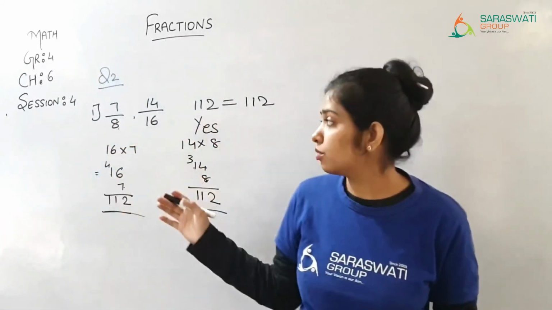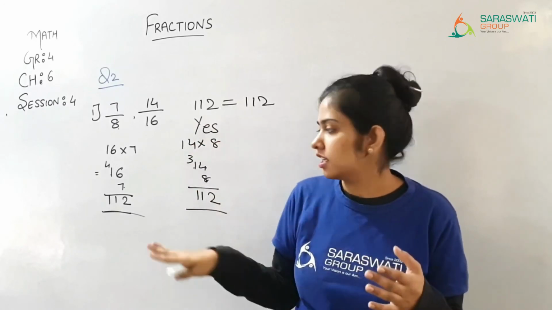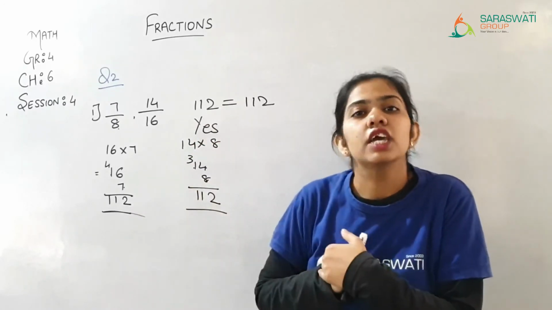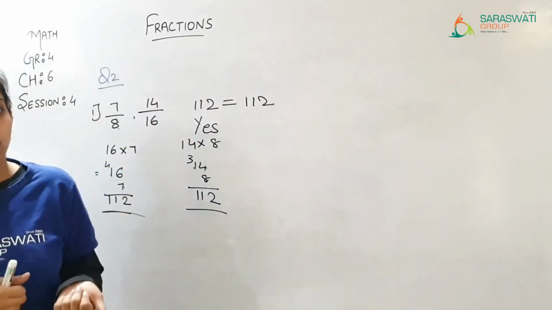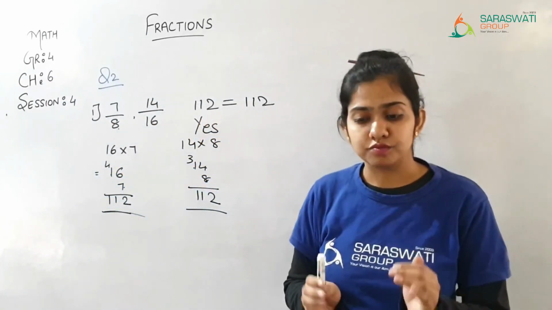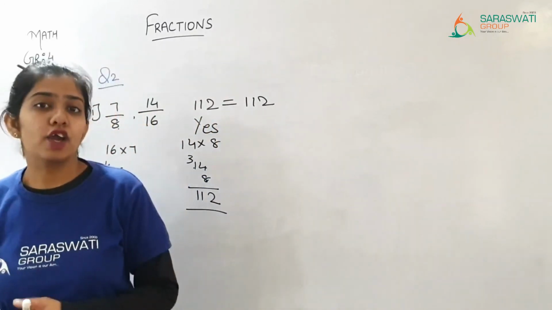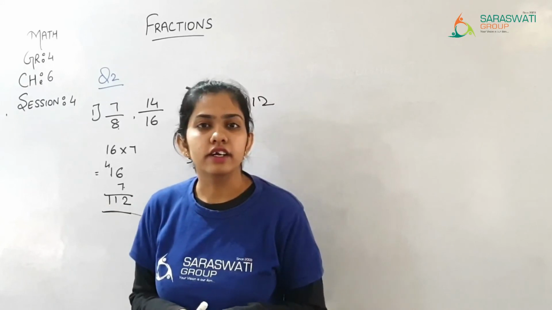Then for the next numbers, just cross multiply, and if the products are the same then yes, it is equivalent. If the products are not the same then no, it is not equivalent to each other. So in this way you are supposed to solve the sums. I hope that you have understood what I have taught you over here.